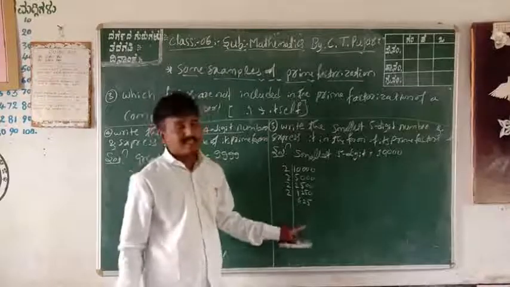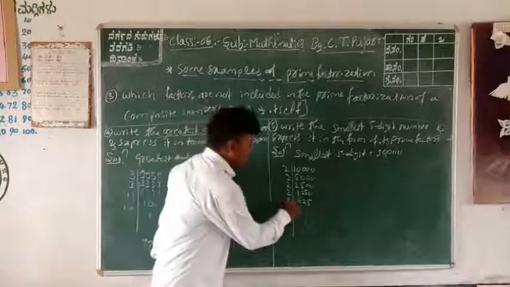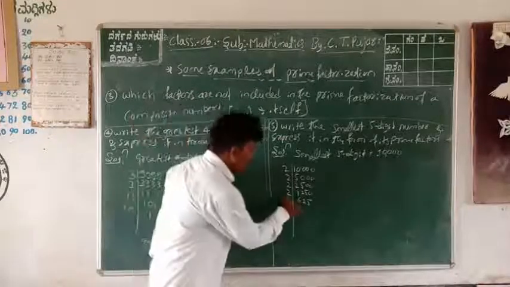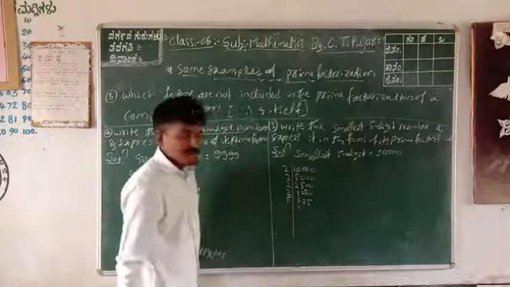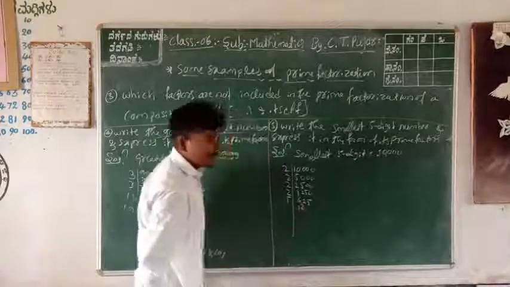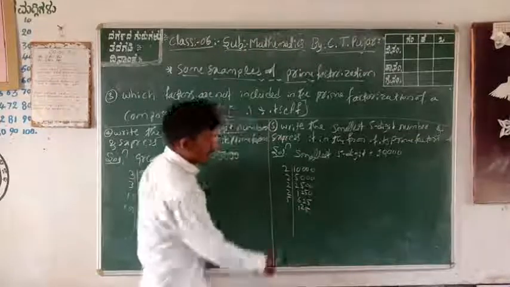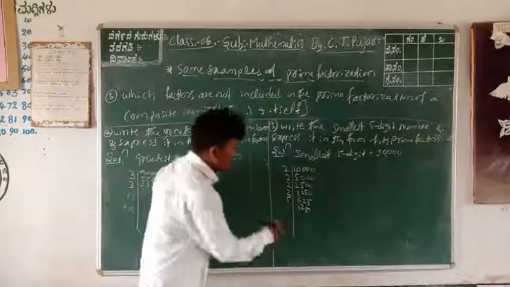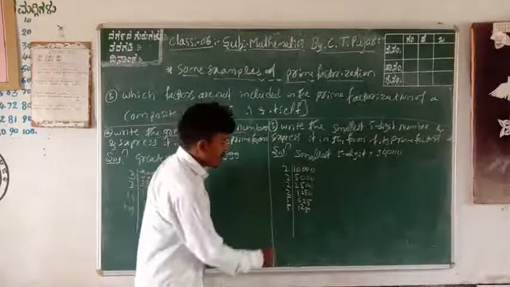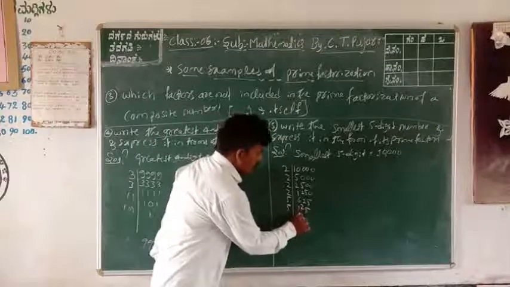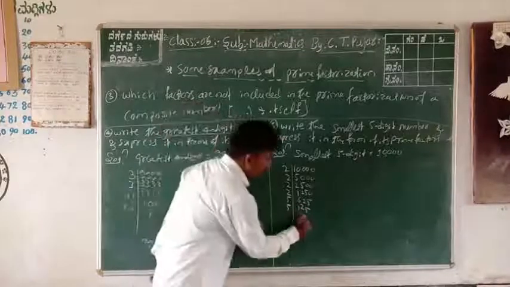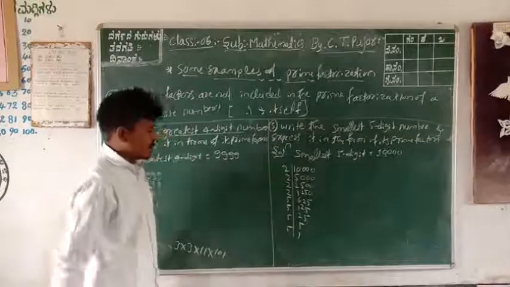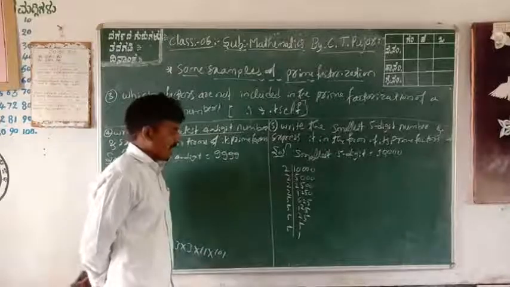This 625 is not divisible by 2. 3 is not divisible. You can take 5. 5 ones are 5, 5 twos are 10, 5 fives are 25. Again 125 is there. 125 is not divisible by 2 and 3. You can take 5. Again 5, again 5. Therefore, this is your prime factorization method.